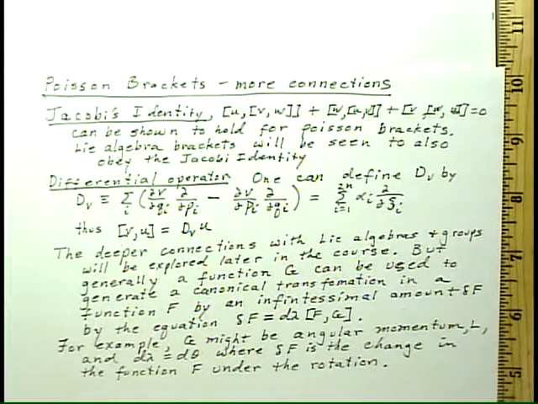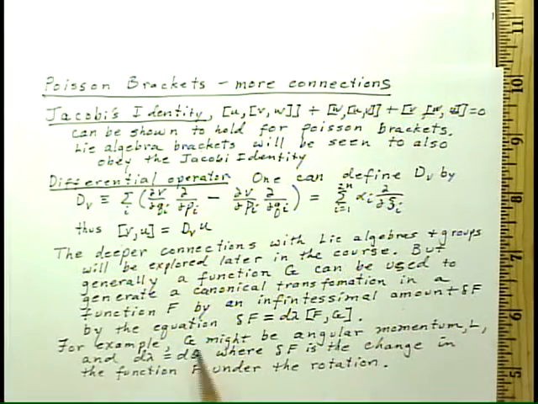Let me repeat that again. We can generally take a function g, which we use to generate a canonical transformation in another function. So one function can generate a canonical transformation in another function, and do that infinitesimally by an amount delta f by the following equation.